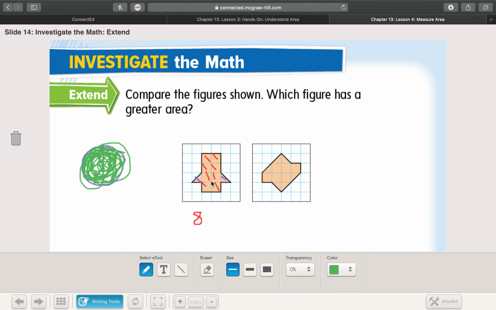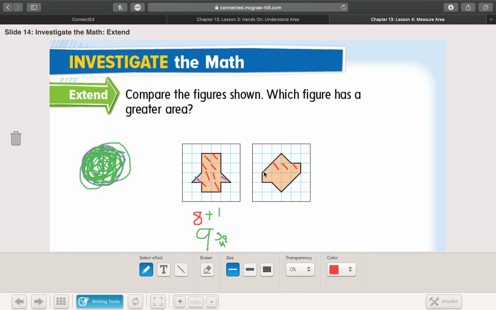So I'm adding 8 plus 1 more because these 2 halves equal 1. That means that the area of this shape right here is 9 square units. Don't forget, square units. I'm not going to write it out, but you should. Square units. Now I'm going to find this one. Let me go back to red to find my holes.